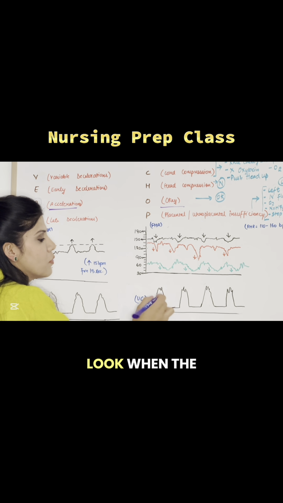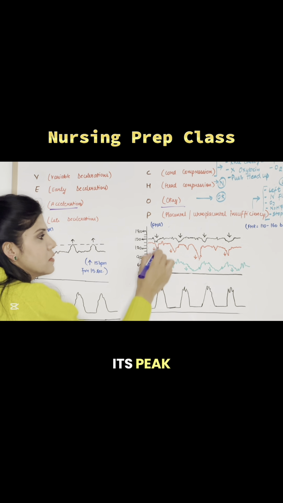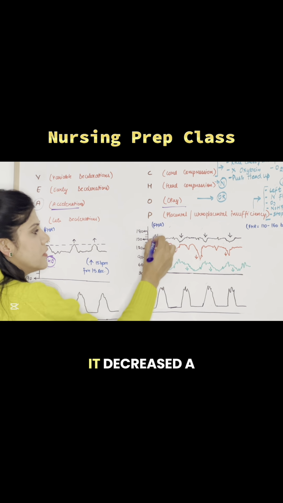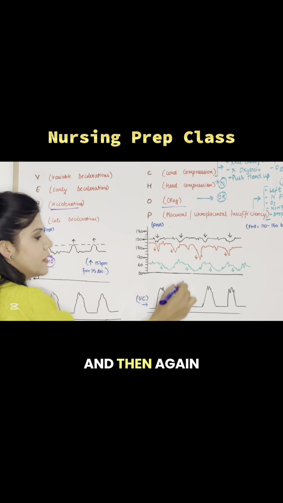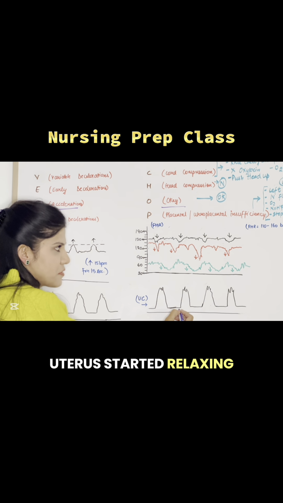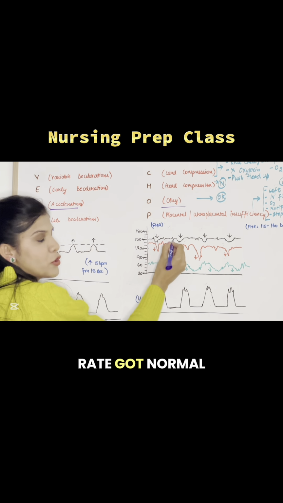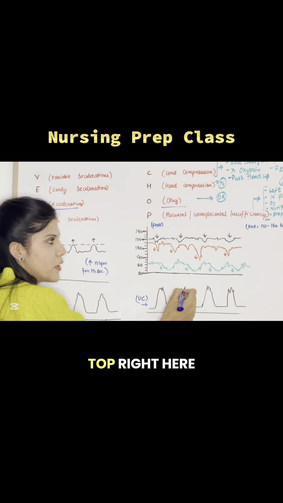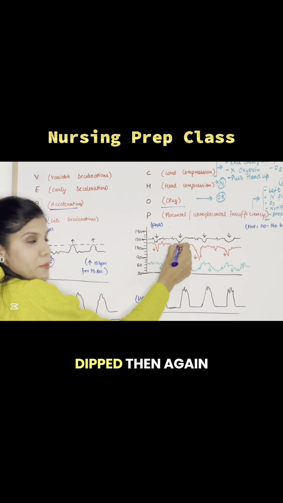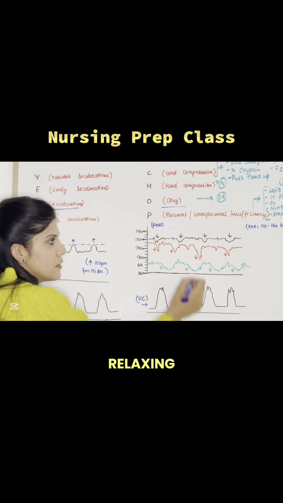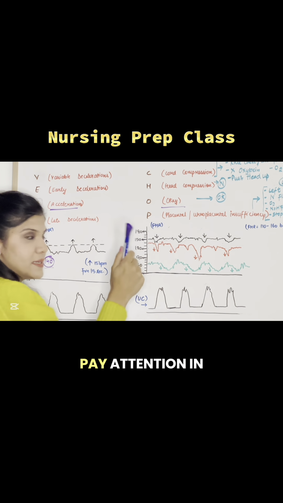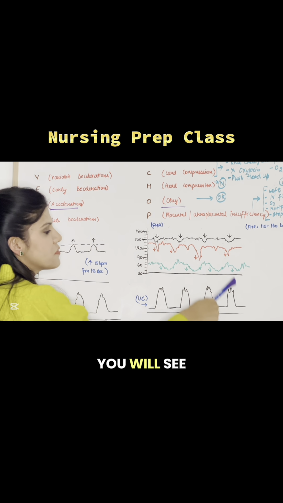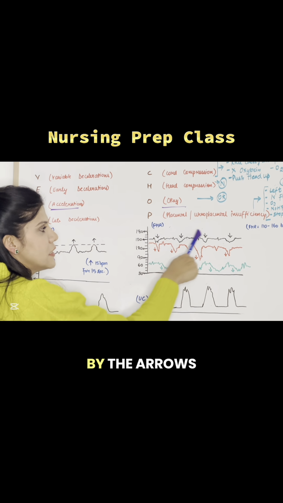So take a look. When the contraction was on its peak, the graph dipped. So the fetal heart rate decreased a bit, right? And then again, it relaxed. The uterus started relaxing. The fetal heart rate got normal. The uterus started contracting again. The contraction was on top right here. It again got dipped. Then again, the uterus started relaxing. It came to the baseline. So pay attention. In front of the uterine contractions, you will see these dips marked by the arrows.